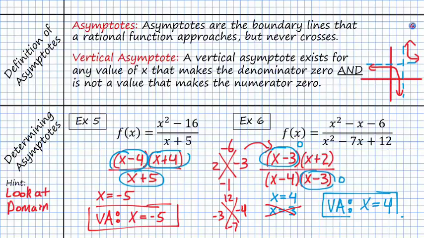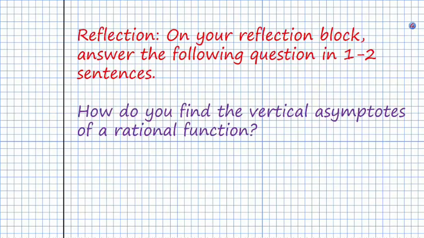All right, if you have any questions, go ahead and ask me during class, and then make sure that I stamp for your reflection. And your reflection today is that in 1 to 2 sentences, you will answer the following. How do you find the vertical asymptotes of a rational function? Tomorrow, what we'll be learning about more is the horizontal asymptotes and those situations where we had a term in the numerator and the denominator that were both 0, and we'll see what those are as well.